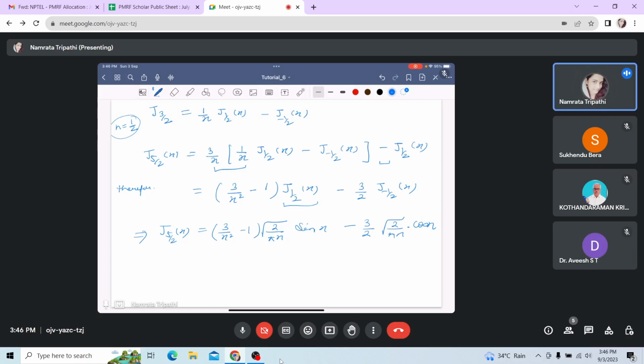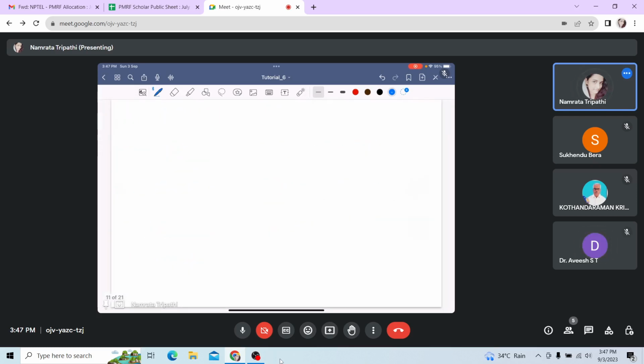Now we have to find similarly z minus 5 by 2 of x. So what should we do in this case? Again, we'll use the same recurrence relation and we'll put the value of n is equals to minus 3 by 2. So that we'll get z minus 5 by 2. Is it okay? Yes. Okay.